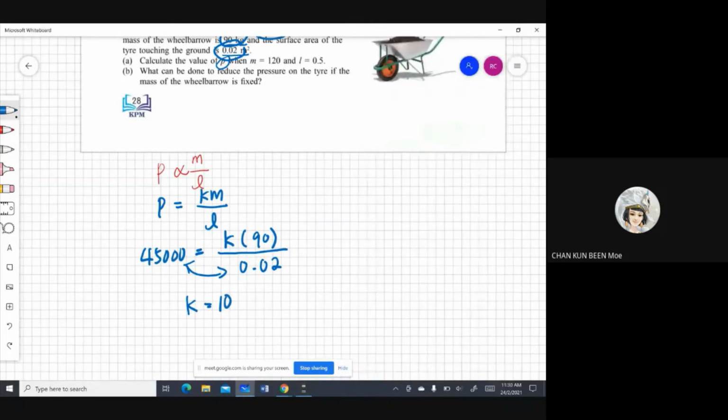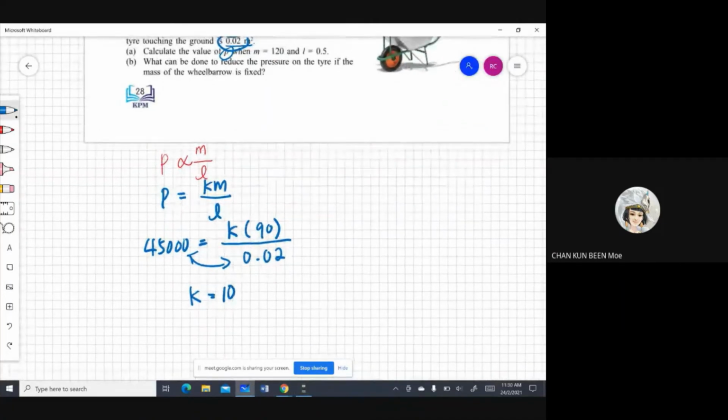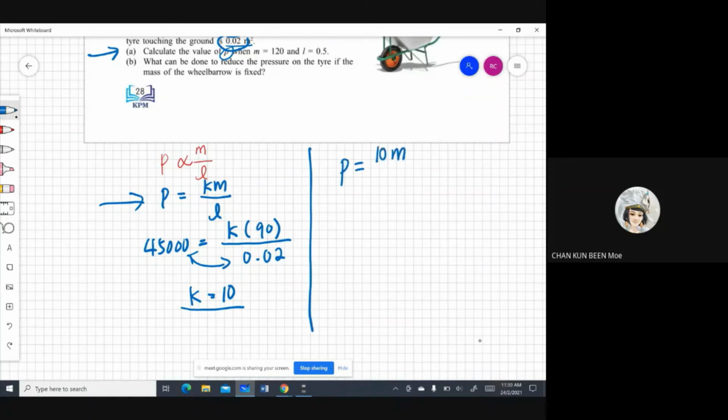So check out 45,000 times 0.02, and then you divide by 90, you will get the value of K as 10. Okay, so when they ask you to calculate the value of P for question A here, you are going to substitute the value of K into the P here first. I write it down on the right here. P is equal to K, which is 10, m over L. When m is 120, you substitute: P is equal to 10 times 120 over 0.5.